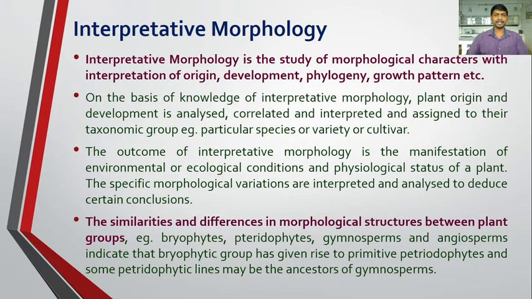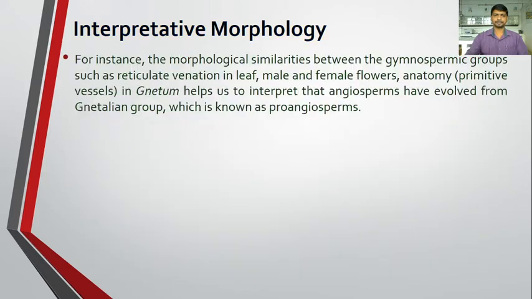Similarly, some pteridophytic lines may be the ancestors of the gymnosperms, or gymnosperms may have evolved from some pteridophytic lines. These conclusions are interpreted on the basis of the similarities and differences found in the morphological structures between the different plant groups. That is what interpretative morphology deals with: the study of morphological characters with interpretation of origin, development, phylogeny and growth pattern.